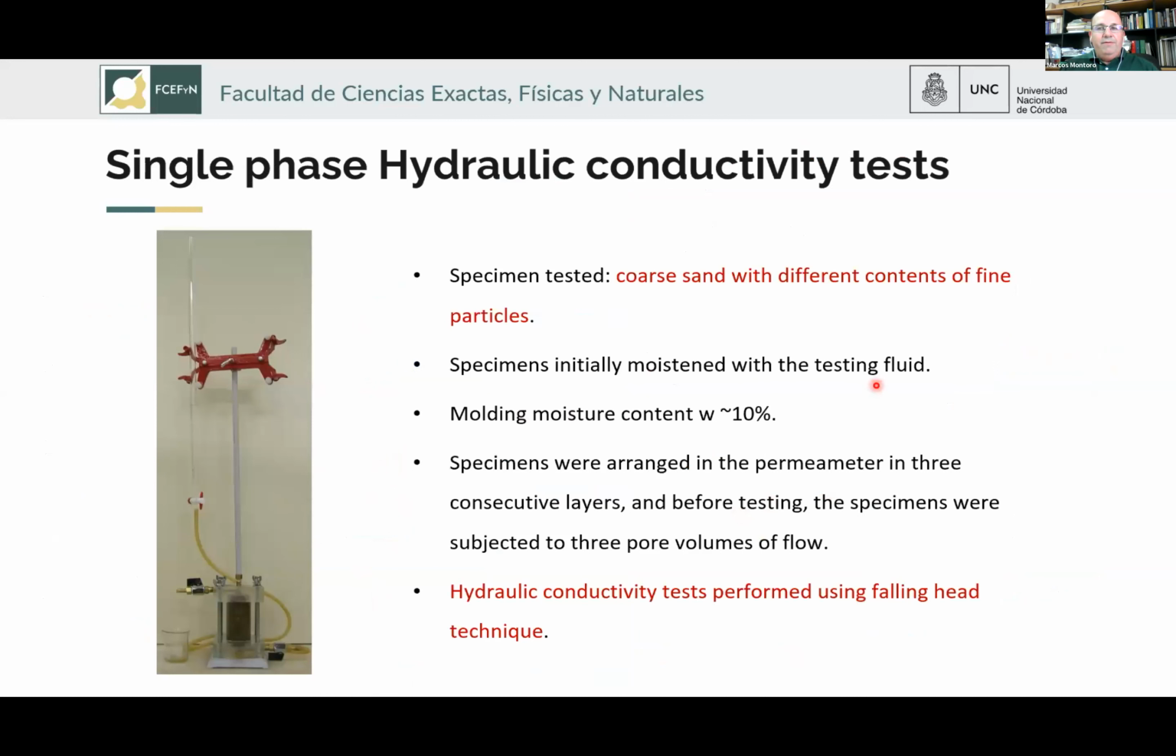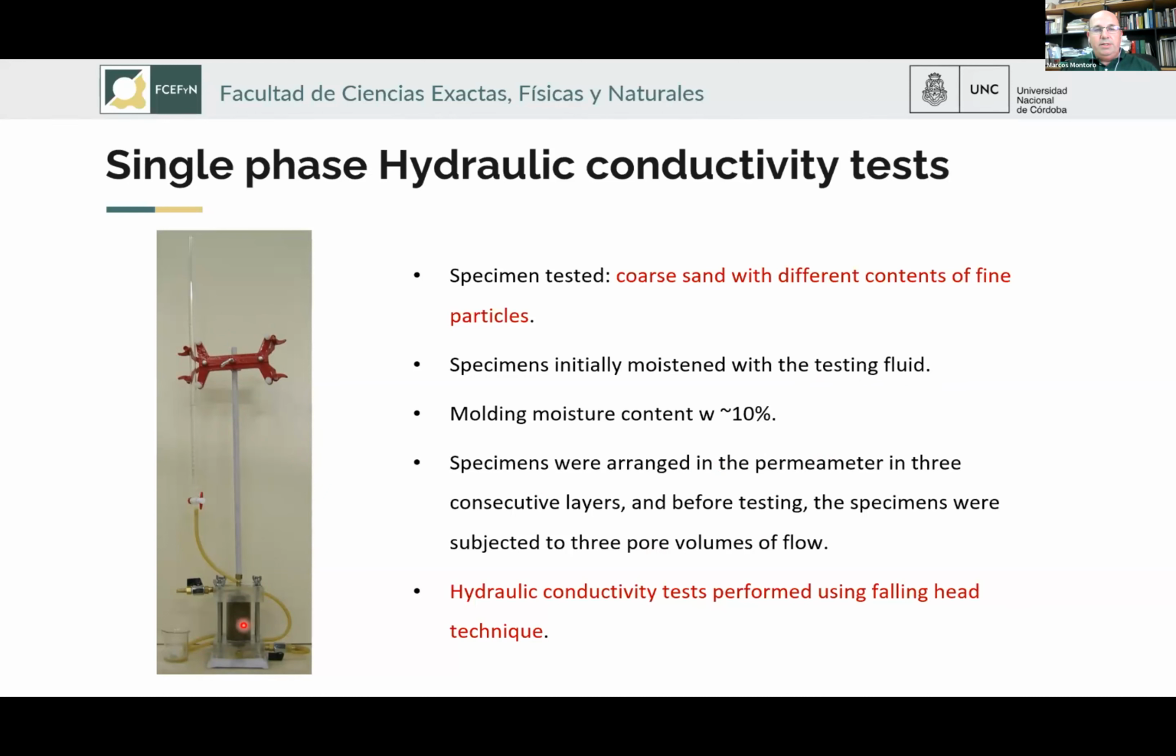We performed 3 different groups of experiments. The first group consisted of typical hydraulic conductivity tests using a rigid wall permeameter and following the falling head technique. We tested coarse sands, and mixtures of coarse sand particles with different amounts of each one of the three fine particle soils I presented before.